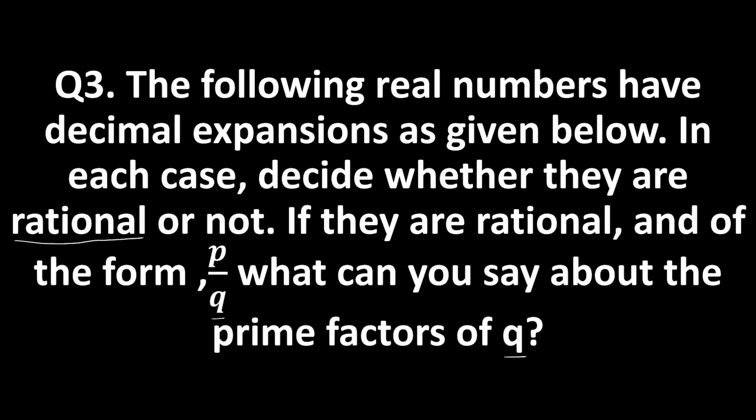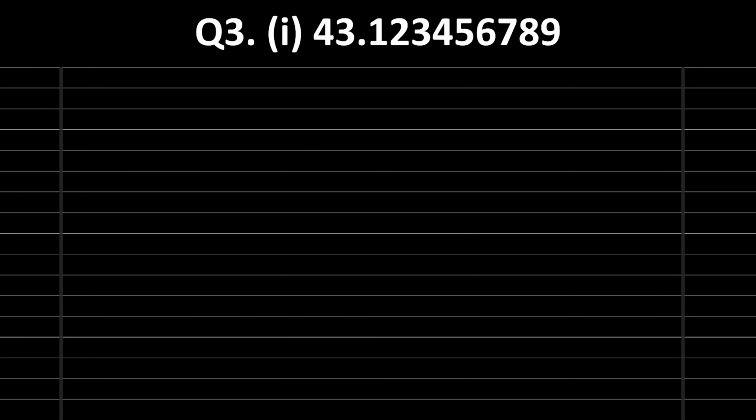We have already been given the decimal expansion. We have to first of all figure out whether the decimal expansions are rational or not. If they are rational, definitely they can be written in the form of P by Q. Then we have to say what will be the prime factors of Q, which means what will be the prime factorization of the denominator. Okay. Now, here, this is the first subpart of question number 3. 43.123456789. We can see that it is terminating, right? It is ending after a certain point.